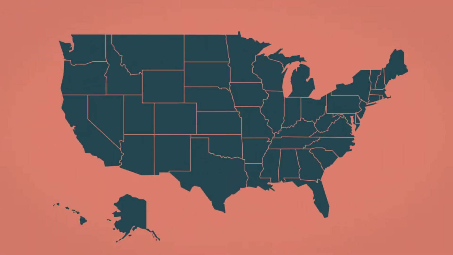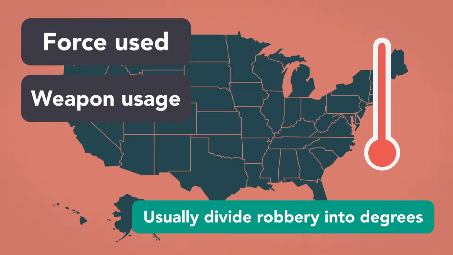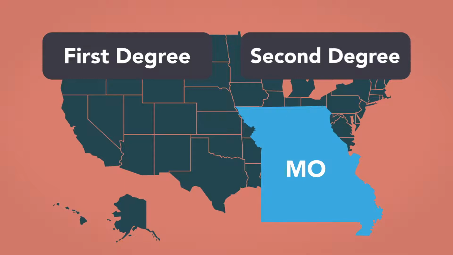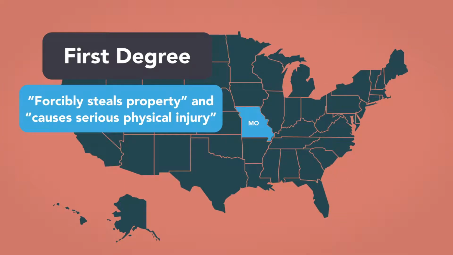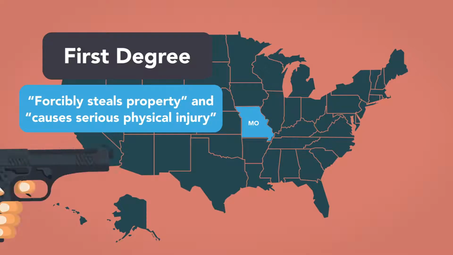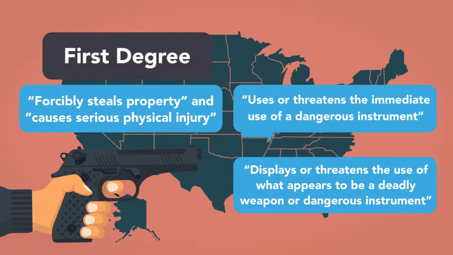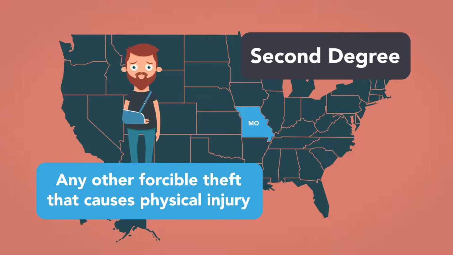States generally define robbery similarly, but usually also divide robbery into degrees based on factors such as degree of force used, weapon usage, and amount taken. Missouri, for example, distinguishes between first and second-degree robbery. In that state, a person commits first-degree robbery if he forcibly steals property and causes serious physical injury, is armed with a deadly weapon, uses or threatens the immediate use of a dangerous instrument, or displays or threatens the use of what appears to be a deadly weapon or dangerous instrument. Second-degree robbery is any other forcible theft that causes physical injury.